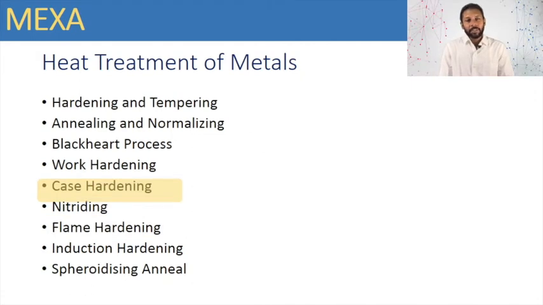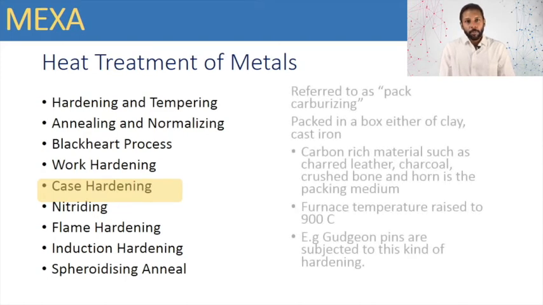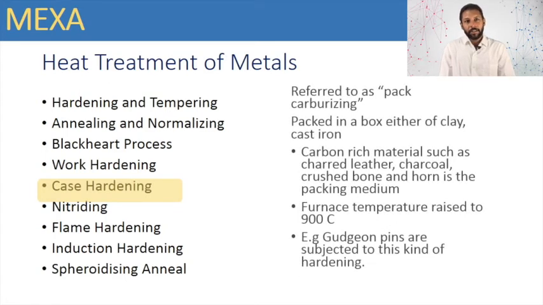Case hardening. This is sometimes referred to as pack carburizing. The steel component to be case hardened is packed in a box which may be made of fire clay, cast iron, or a heat-resisting nickel iron alloy. Carbon-rich material such as charred leather, charcoal, crushed bone, and horn or other material containing carbon is the packing medium, which would be encompassing the component. The box is then placed in a furnace and raised in temperature to above 900 degrees centigrade.